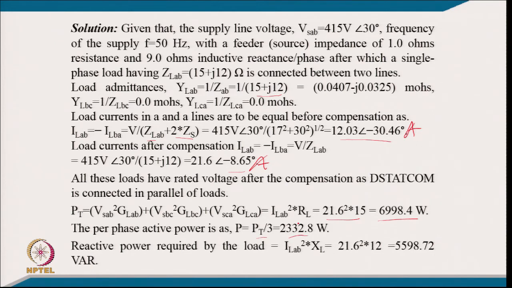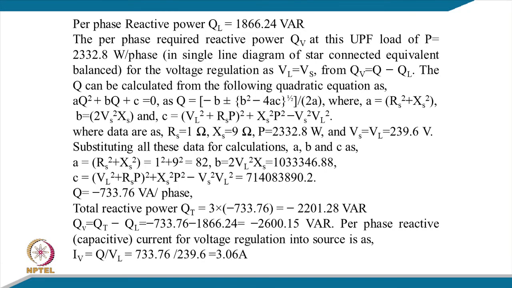So, it will be 233.28 watt, and the reactive power required by the load will be I square times this. So, that is 21.6 square multiplied by 12, that is the reactance of the load. So, it comes to 5598.72 VAR. Now, coming to the per phase reactive power, from that it comes to 1866.24 VAR.